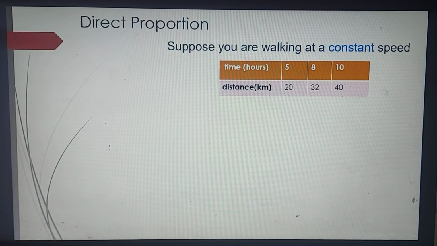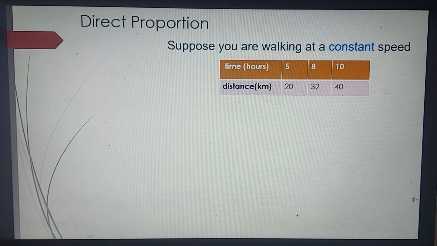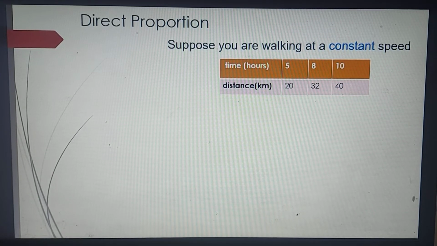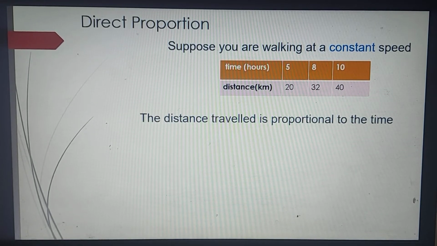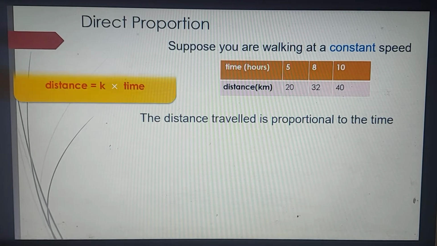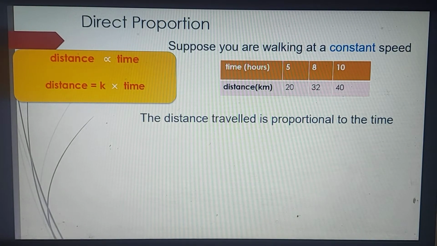It means that in 5 hours you walk 20 kilometers, in 8 hours you walk 32 kilometers, in 10 hours you walk 40 kilometers. Of course, it therefore means that the distance traveled is proportional to the time, as you can see, because you're walking at a constant speed.